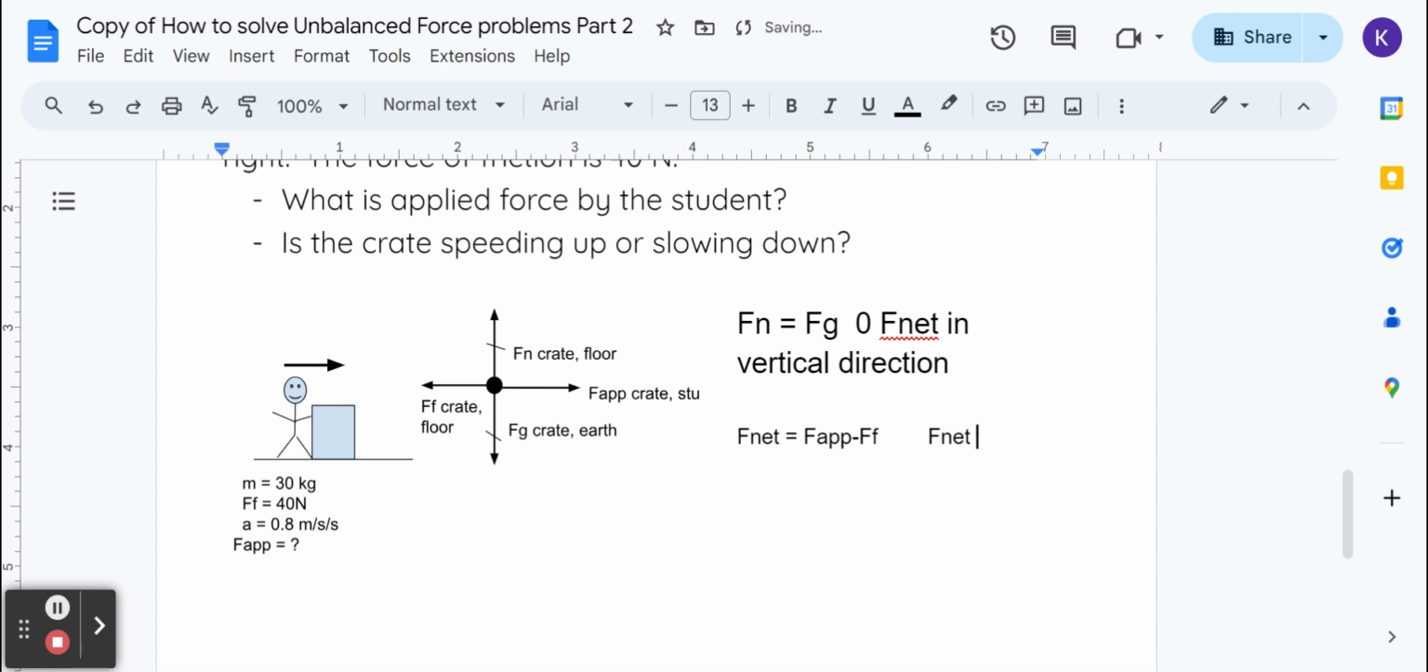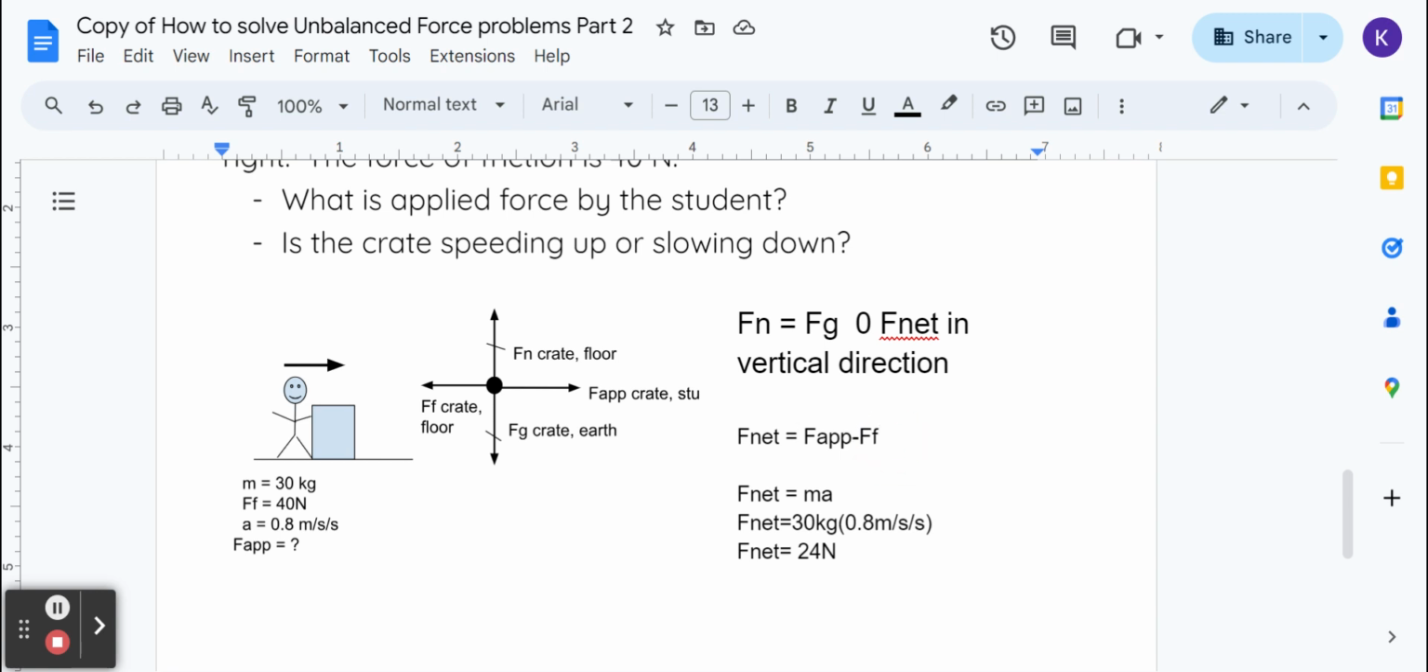So I'm going to start with F net equals ma, Newton's second law. I know the mass is 30 kilograms. I know the acceleration was positive 0.8 meters per second squared. And I'm going to multiply 30 kilograms times 0.8, and I'm going to get 24 newtons. So the net force was 24 newtons to the right.